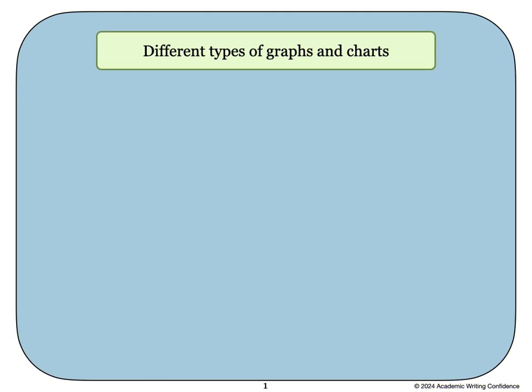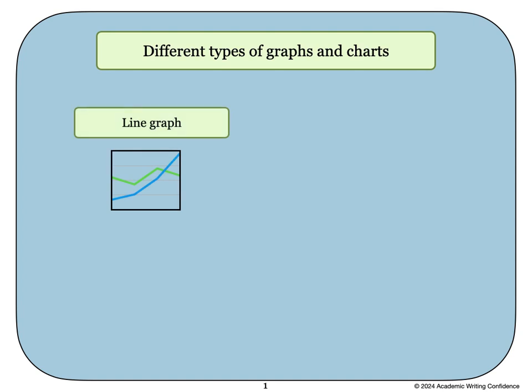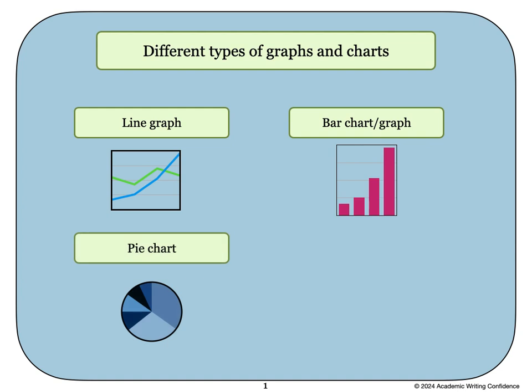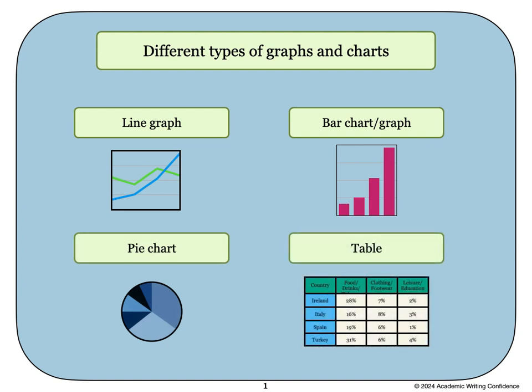There are several types of graphs and charts that can be used to show information. The line graph is often used to show the movement of information. There are also bar charts, or sometimes these are called bar graphs, pie charts, and tables. Each of these types of graphs and charts show information in a different way and will need to be described slightly differently.